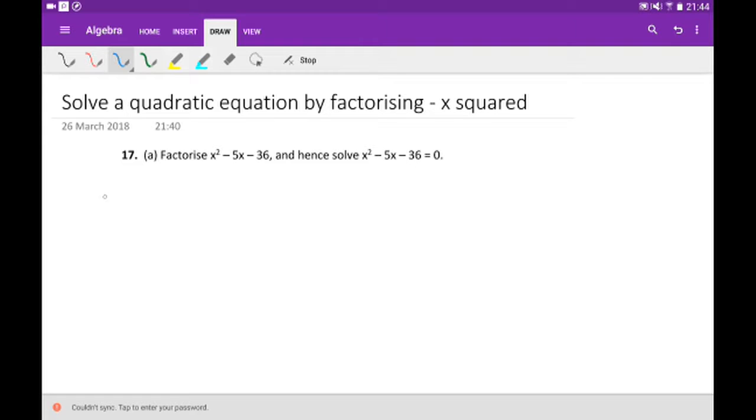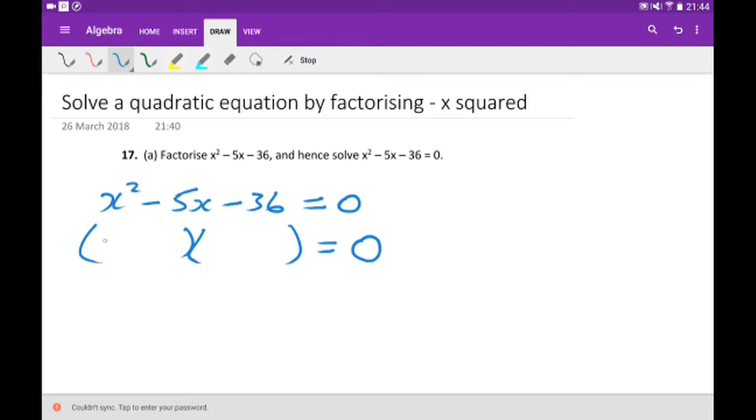So the first thing we do, I'm going to write down the whole equation again. Now factorising means putting this into brackets, like so. Because we've got x squared, the first part of the brackets has to be x, because this bracket multiplied by this bracket must equal x squared minus 5x minus 36. So the x times the x gives us the x squared.